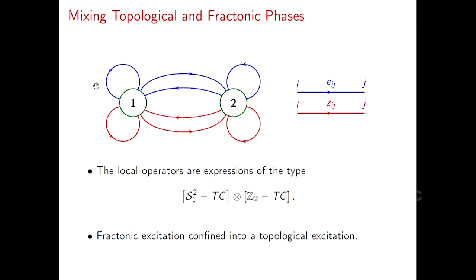So if you construct the same model with a groupoid like this, you will in fact find an example in which both the fractonic phase and the topological phase coexist. And something interesting is that the fractonic excitations are confined into the topological excitation, which means if I try to do only a fractonic excitation, it won't be free to move. But as soon as I combine two fractonic excitations, it becomes a topological excitation and becomes free to move. So this is something very similar to what happens in quarks, maybe.